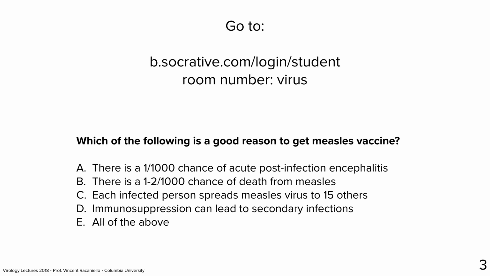Which of the following is a good reason to get measles vaccine? There is a 1 in 1,000 chance of acute post-infection encephalitis. There's a 1 to 2 in 1,000 chance of death. Each infected person spreads measles to 15 others. Immunosuppression can lead to secondary infections. Or all of the above. 100%. Right.